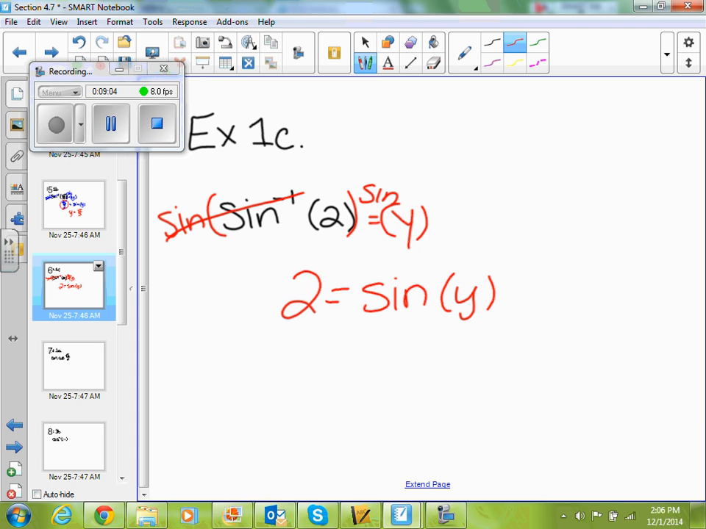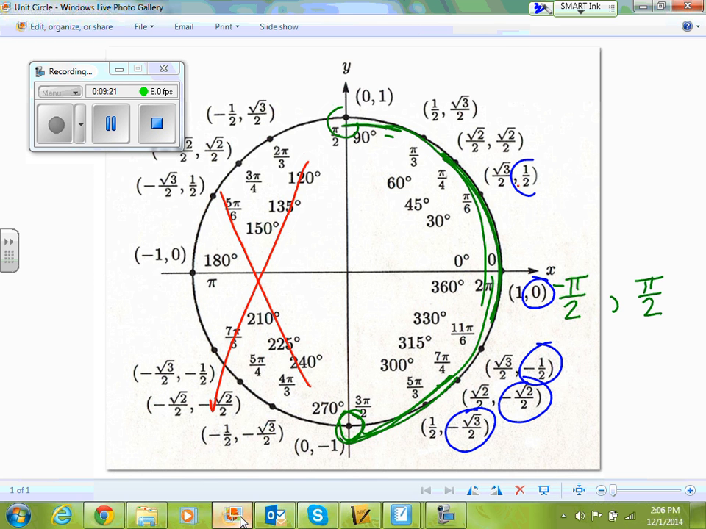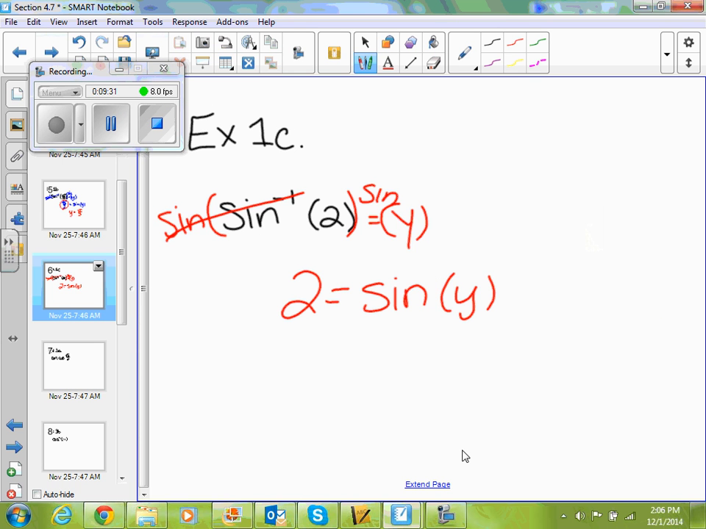So if I pull up my unit circle, and I'm looking at just this side of my graph, I would need to find a sine value equal to 2. So if I look at my y values on this side of the graph, I need to find one that's equal to 2. Do we have any sine values that are equal to 2 on this side of my graph? No. Okay, so that tells me two things. A, y does not exist. There is no y value that will ever give me a sine equal to 2.